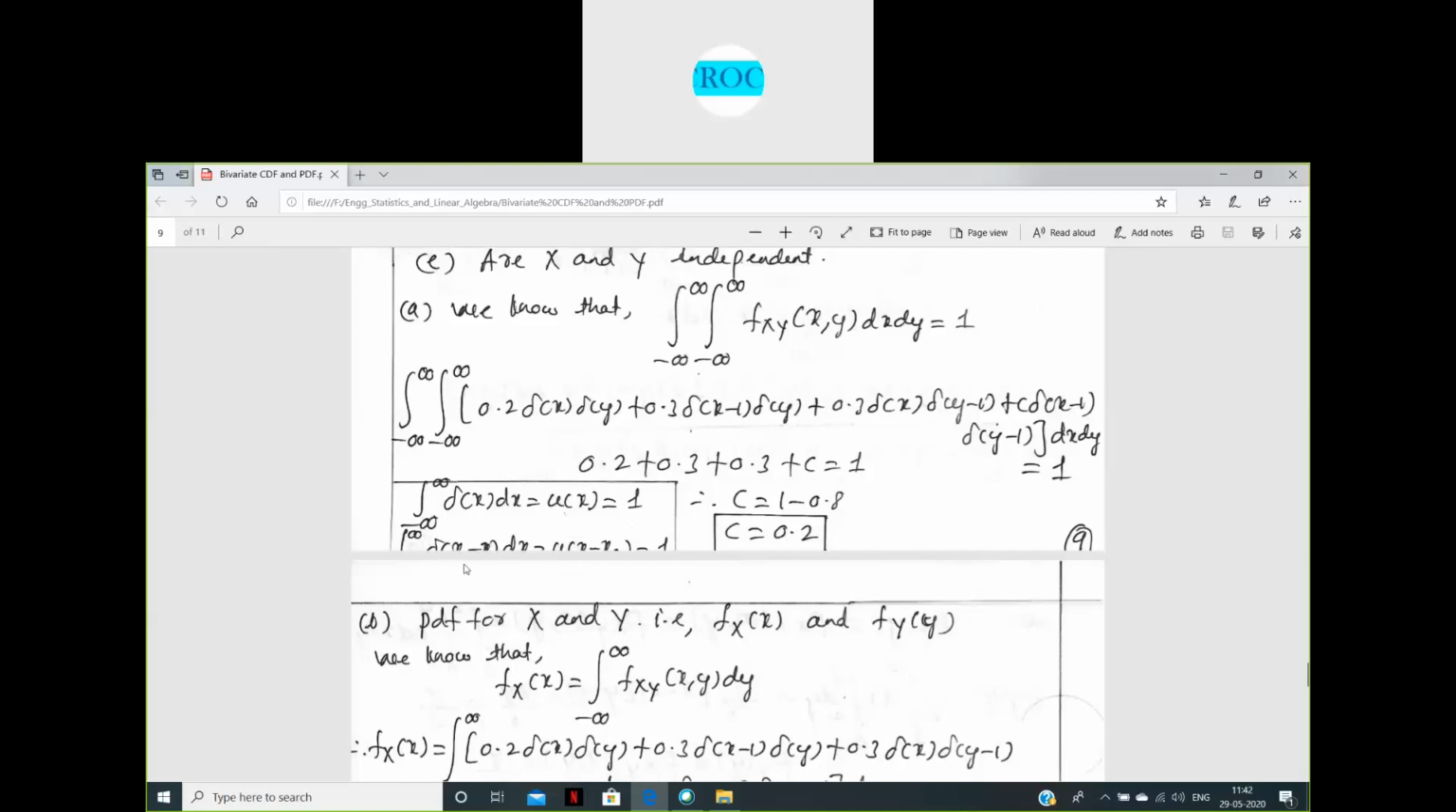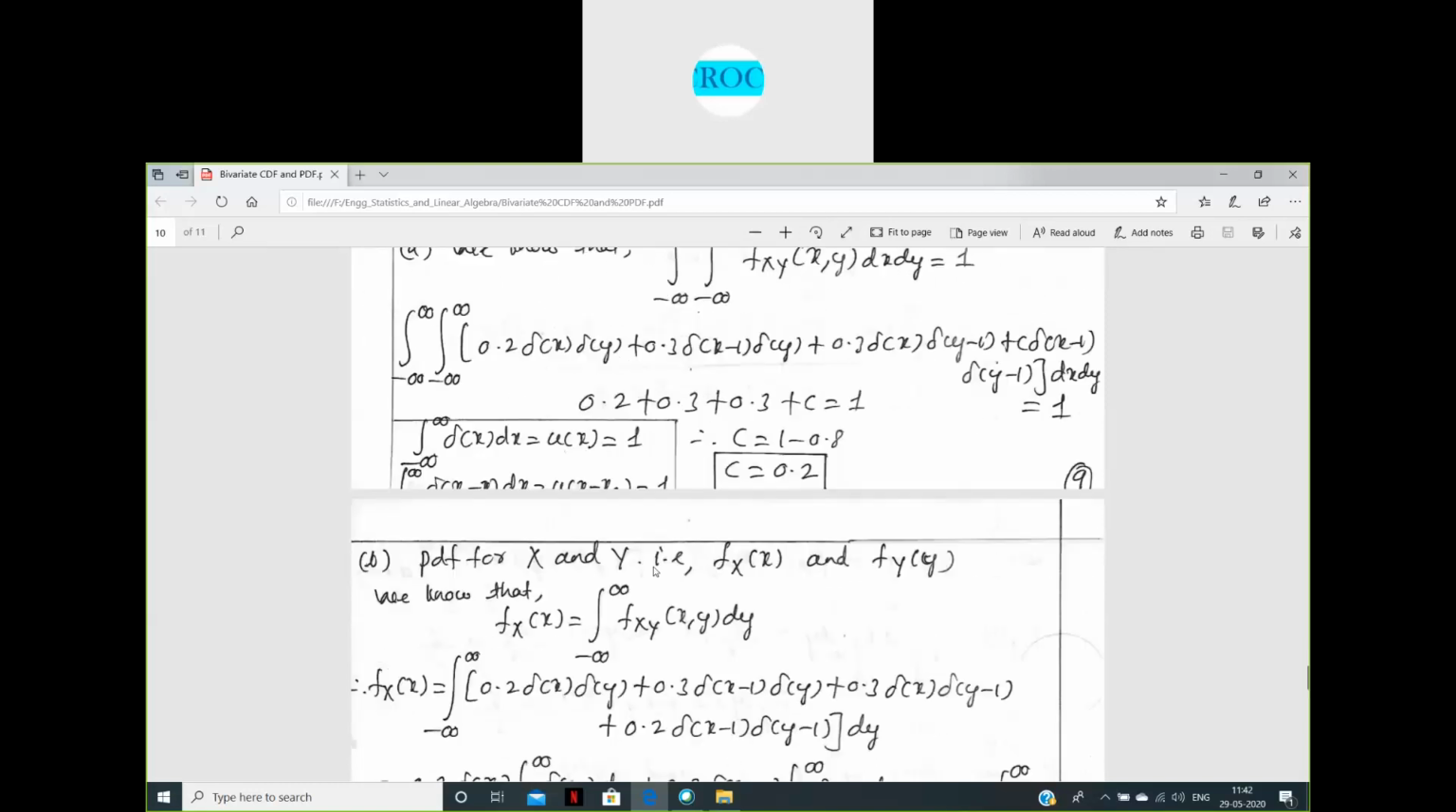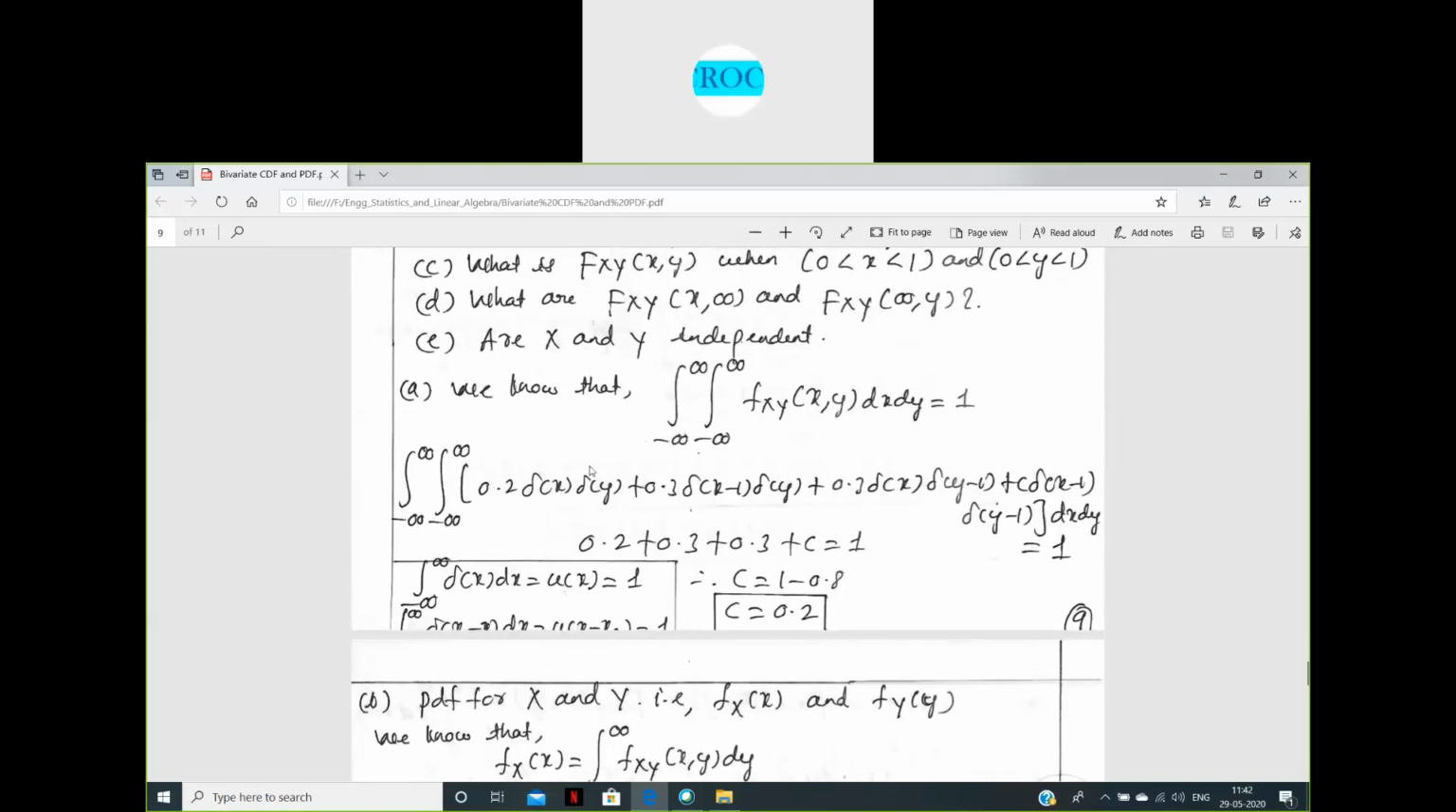The integration of the impulse function, the shifted impulse function, is equal to a shifted step function, and this is equal to 1. We will be using these two formulas to solve this problem. Now, the first term we have is 0.2 δ(x) δ(y).